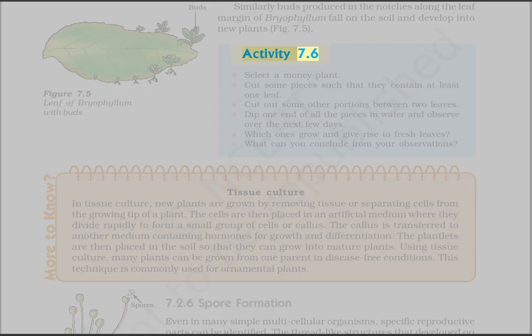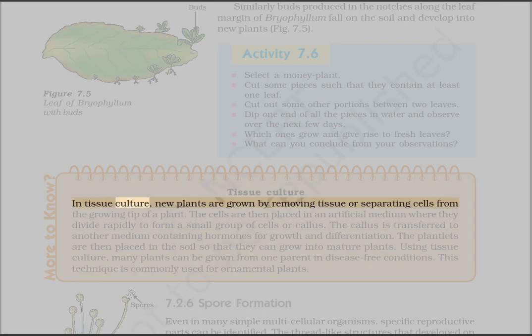Activity 7.6. Select a money plant. Cut some pieces such that they contain at least one leaf. Cut out some other portions between two leaves. Dip one end of all the pieces in water and observe over the next few days. Which ones grow and give rise to fresh leaves? What can you conclude from your observations?